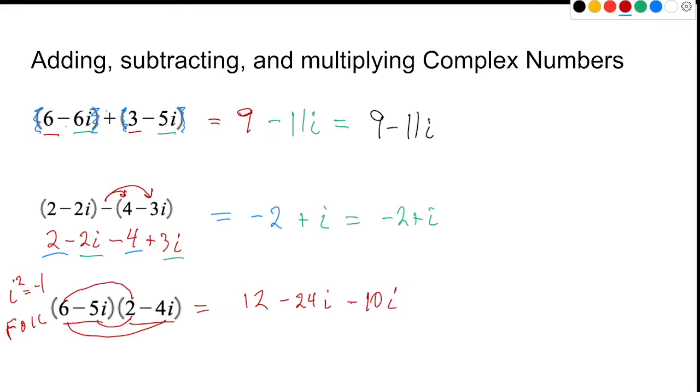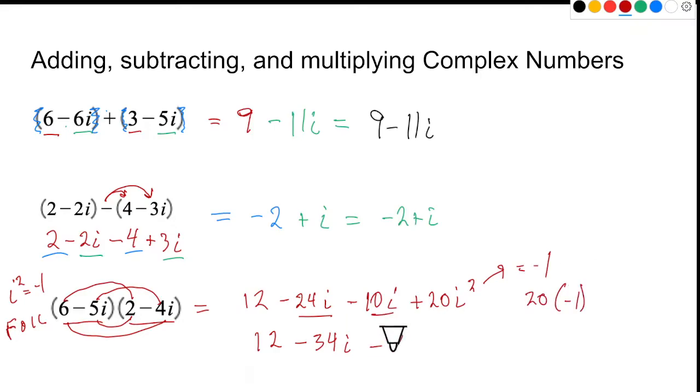And then finally, we do the last: negative 5 and negative 4. That's going to give us a positive 20i squared, i times i. And now we can combine like terms. In the middle, negative 24 and negative 10 gives negative 34i. And then we've got to do the substitution that i squared is equal to negative 1. So we get 20 times negative 1, which gives us a negative 20.